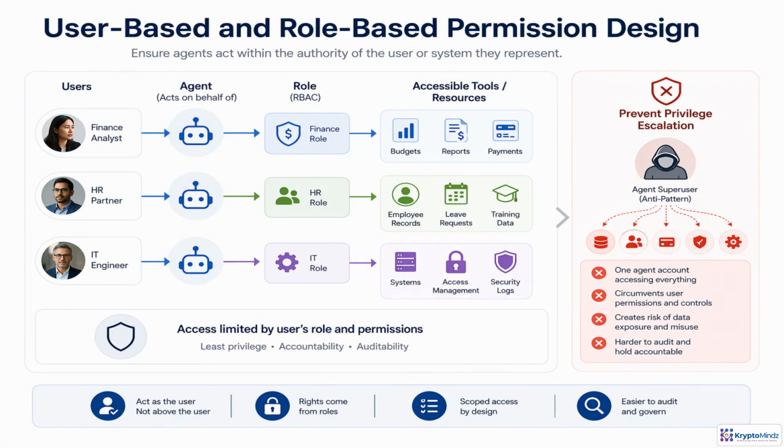A safe agent does not get its own unlimited authority. It acts through the user and through the role assigned to that user. A finance analyst can reach budget, report, and payment tools. An HR partner reaches employee and leave systems. An IT engineer reaches systems and access management. The important control is delegated least privilege. The agent can do what the person is allowed to do and nothing more. Avoid shared super agent accounts. They bypass user permissions, blur accountability, and turn the agent into a privilege escalation path.